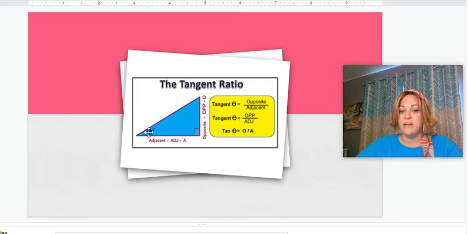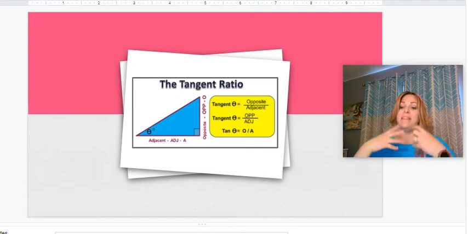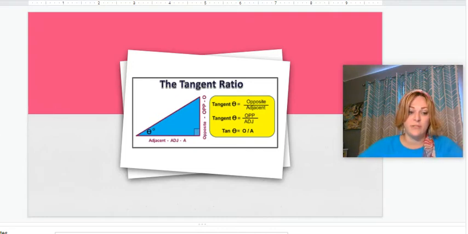So if I'm talking about this angle, across from it is the opposite. But if I was talking about this top angle, down here would be the opposite. So identify the angle first. Find the angle, then choose which trig function you will be using.